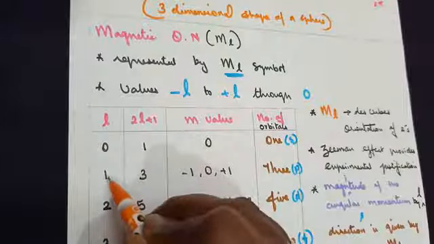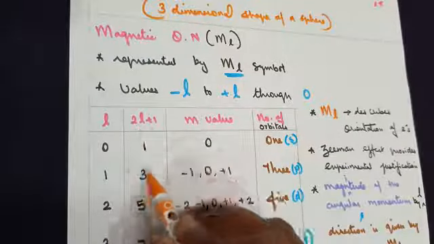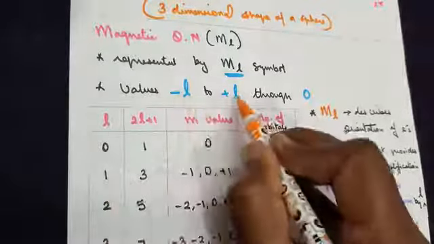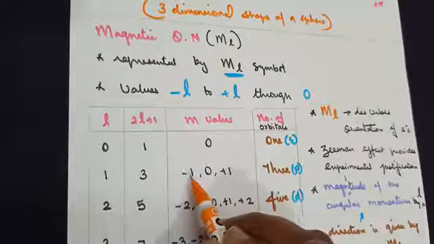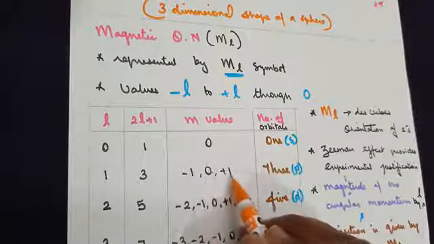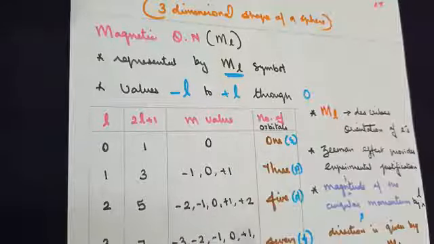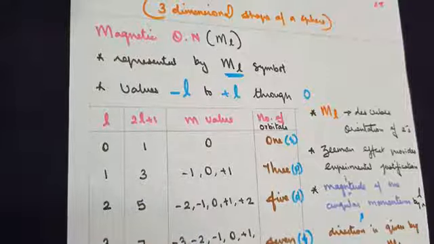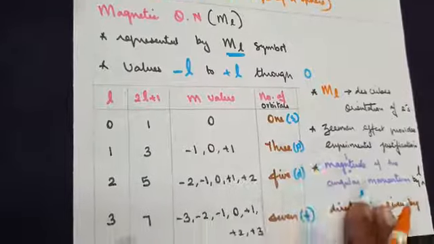When l equals 1, you get the value to be 3 here. So if you start from minus 1 to plus 1, how many numbers can you get? Minus 1, 0, plus 1, because through 0 you have to move in. So how many values are you getting? 3 values you are getting. And that's what I have written down here.